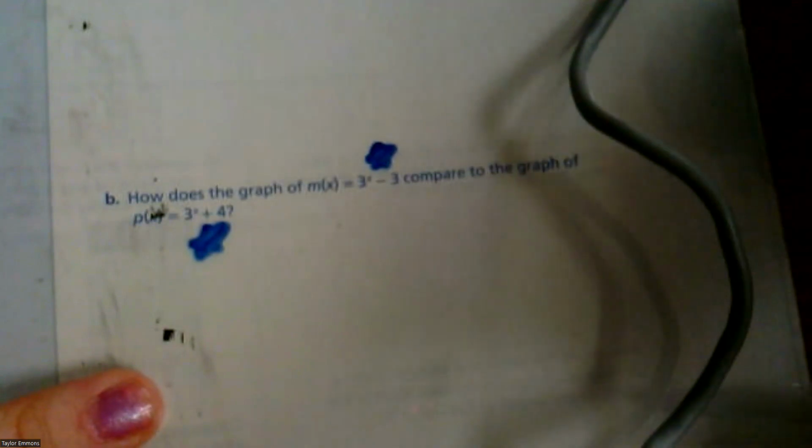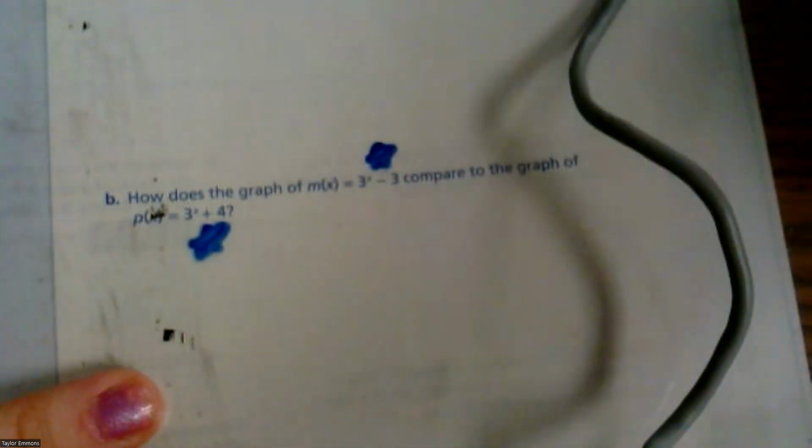Yeah, I know it's a little tricky. Go ahead and look at b. It says, how does the graph 3 to the x minus 3 compare to the graph of 3 to the x plus 4? This one's a little tricky because we miss out on some stuff on this one. So coming down here, looking at b, I'm going from this one to this one. So from -3 to 4, how much did I move? 7, right? Okay, so it's not just up 4.